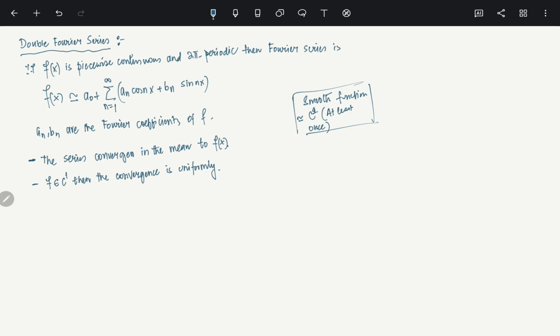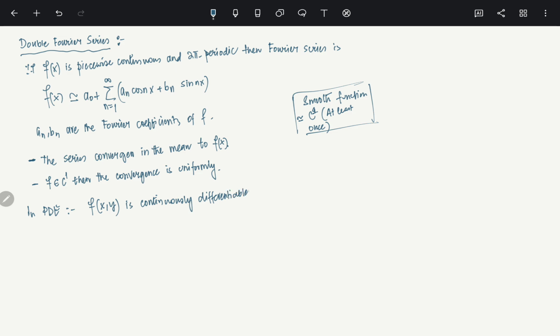Now let's just understand, what do we mean by double Fourier series? In PDE, we talk about partial derivatives. If you think about it, we talk about two variable functions, x and y, f of x, y. And for now, let's just assume that this is continuously differentiable.